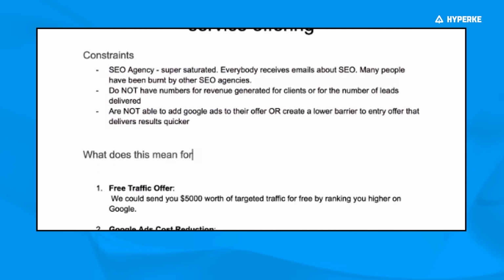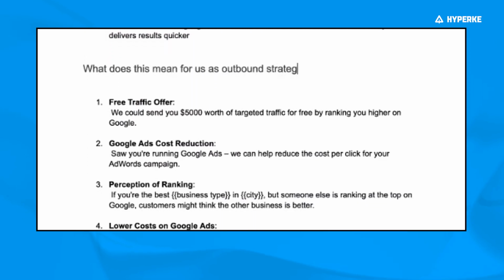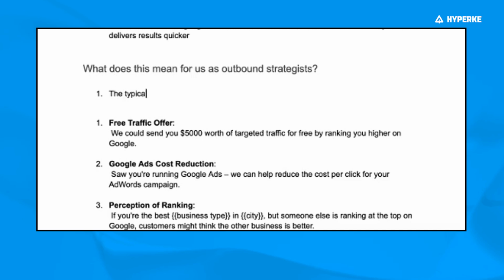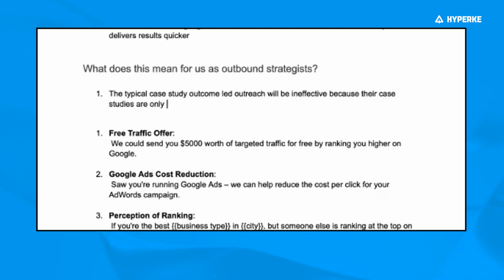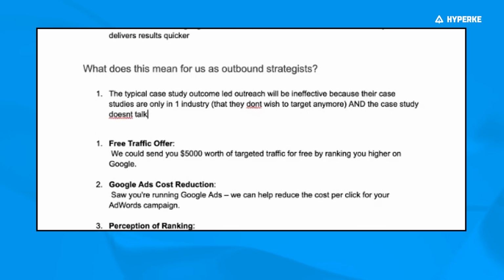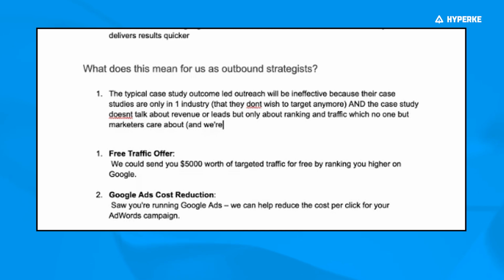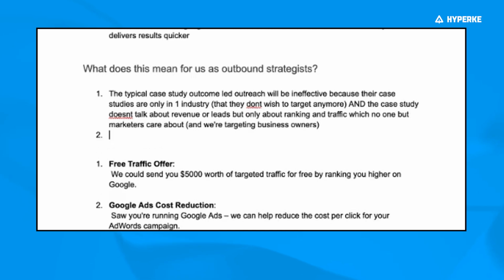And what does this mean for us as outbound strategists? One, the typical case study outcome led outreach will be ineffective, because their case studies are only in one industry, which they don't wish to target anymore, and the case study doesn't talk about revenue or leads, only about ranking and traffic, which no one but marketers care about, and we're targeting business owners, right? So this is one big constraint.